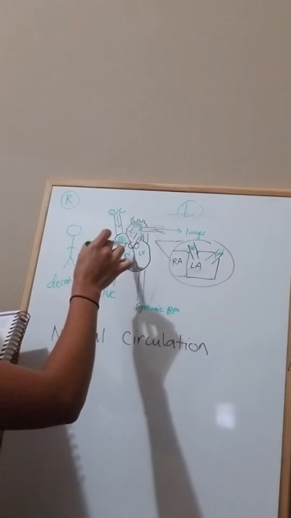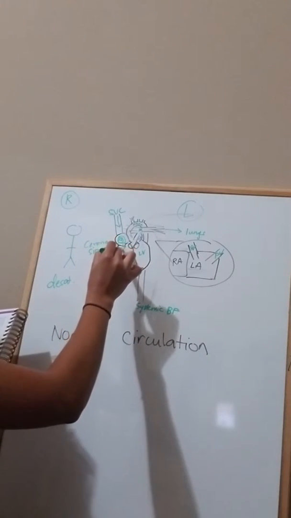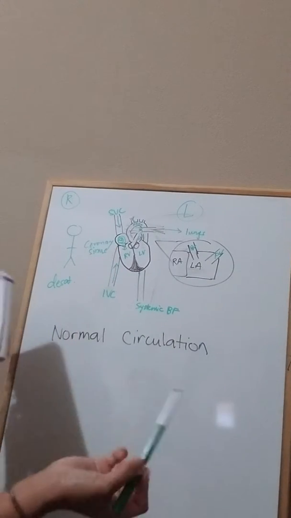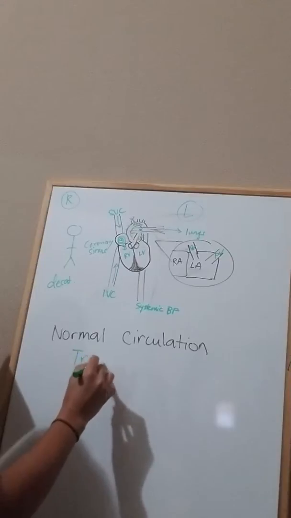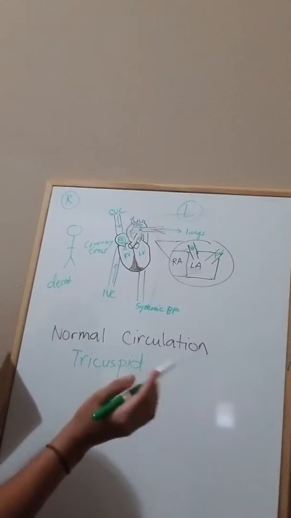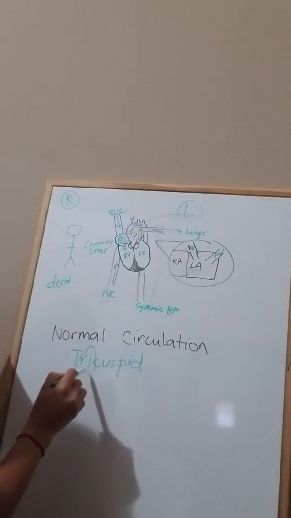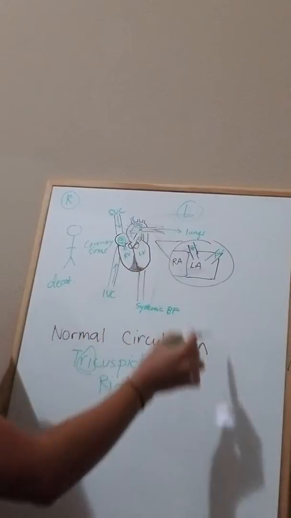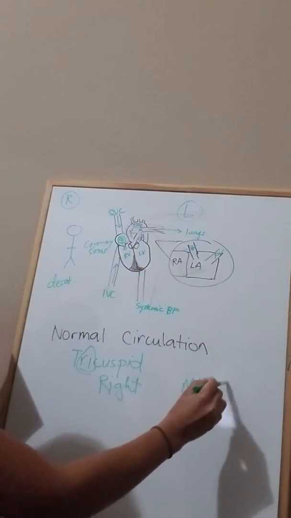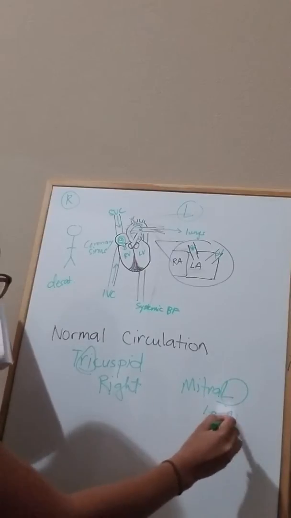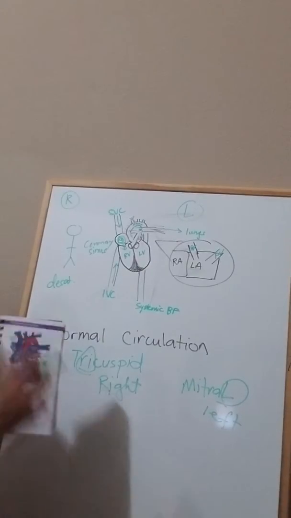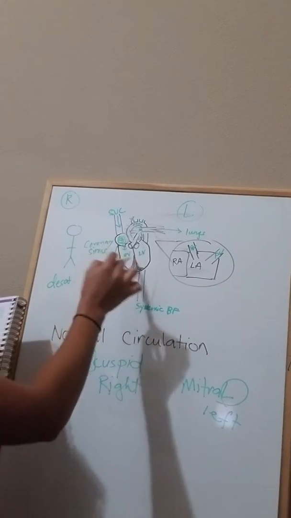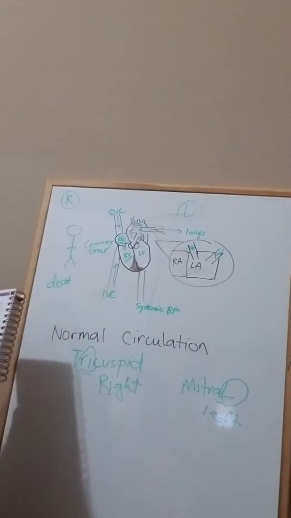From the right atrium, we then go down past our tricuspid valve. I always think of it as tri, because I still get confused even until now. Tricuspid, the tri is in the right. And then the other side, which is our mitral, is the left. That's how I remember it. Okay, we passed our tricuspid valve and the desaturated blood goes into the right ventricle.